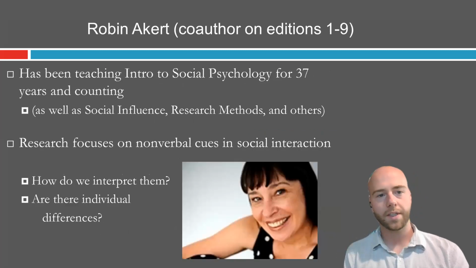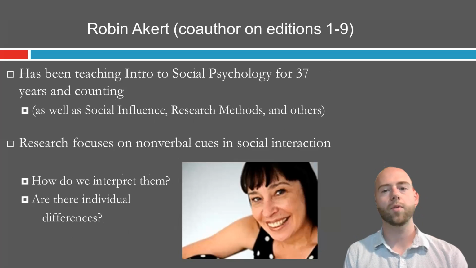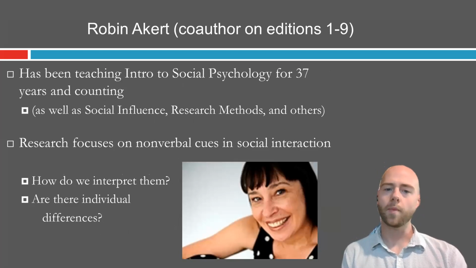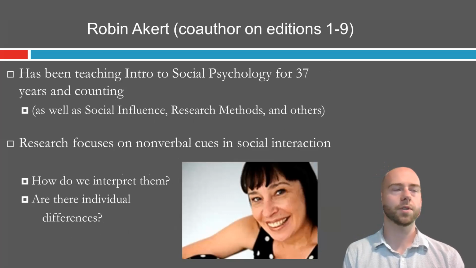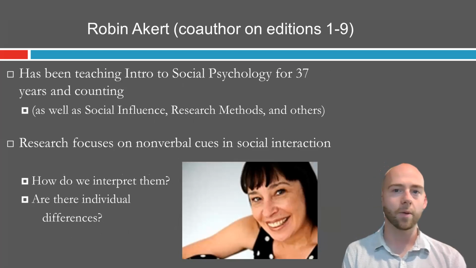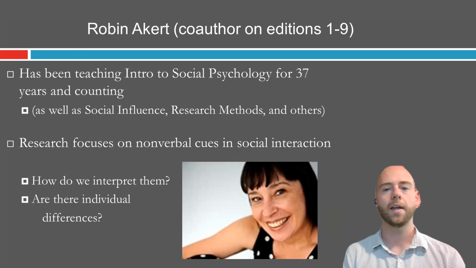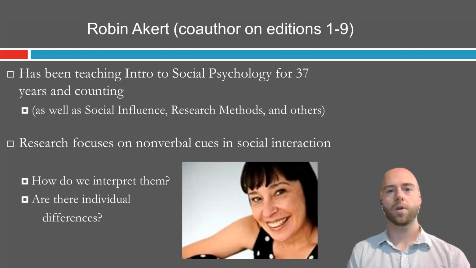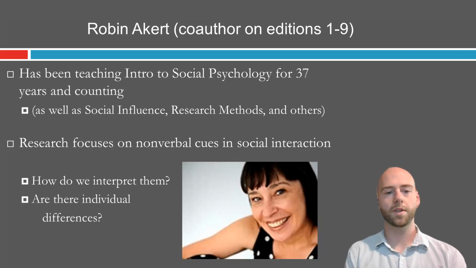And then finally, the author who's no longer listed anymore, but still has a really indelible impact on this book, is Robin Akert. And she dealt in her research career with a lot of things about social influence and interpersonal perception, and is a really renowned expert on nonverbal cues. So body language and tone of voice, things like that. How those influence social interaction, facial expressions, those sorts of things.